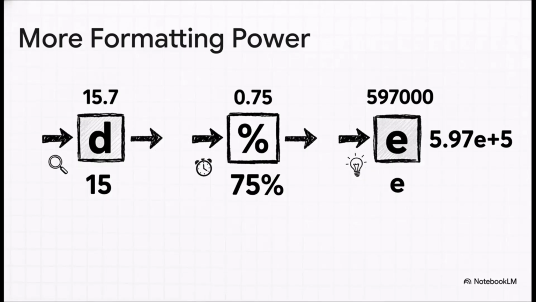And this format function is a total powerhouse. You can use a D for integers, a % to automatically turn a number like 0.75 into 75.00%, and even an E to get scientific notation for really huge or tiny numbers. It's a whole toolkit for making your output look amazing.